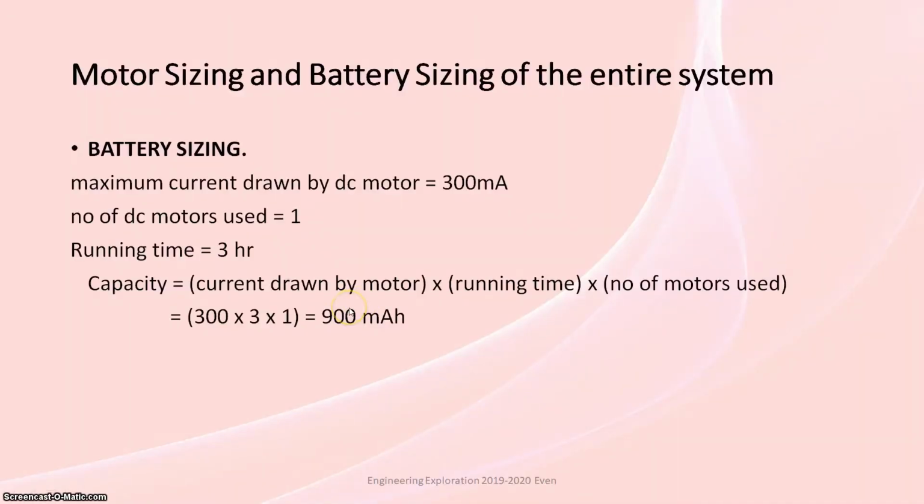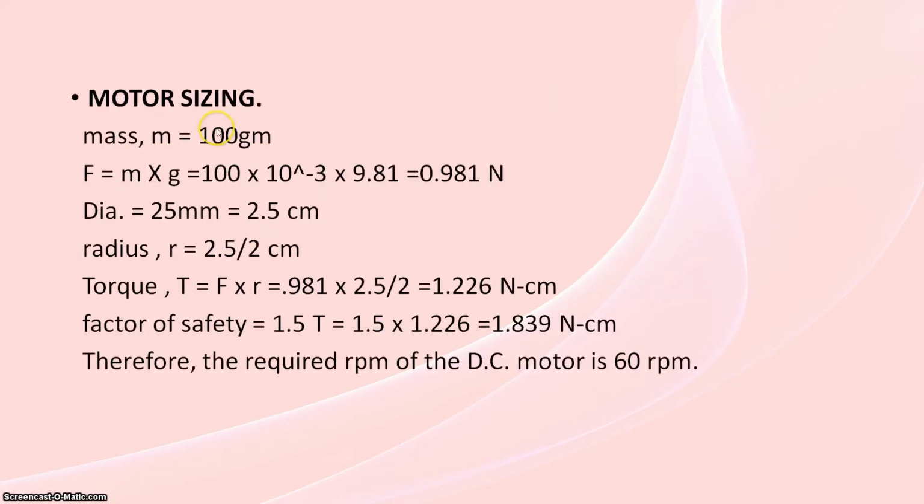Motor sizing and battery sizing of the entire system for our course project. So let us first look into battery sizing. We know that the maximum current drawn by the DC motor is 300 milliamps, and we also know that the number of DC motors that we are going to use for our project is 1, and running time is 3 hours maximum. So from this, if we multiply all the three quantities, we get the capacity, and that accounts to 900 milliamp hour.